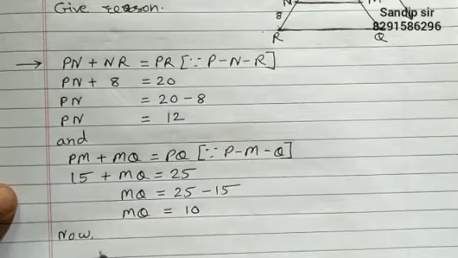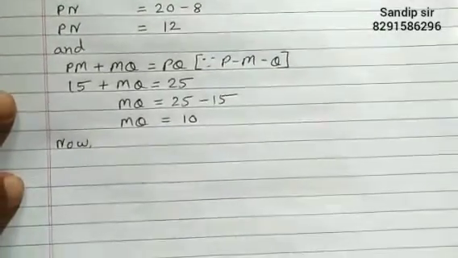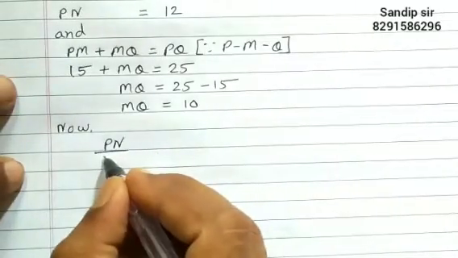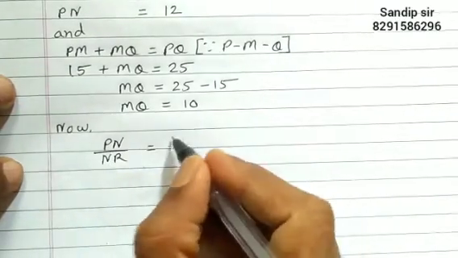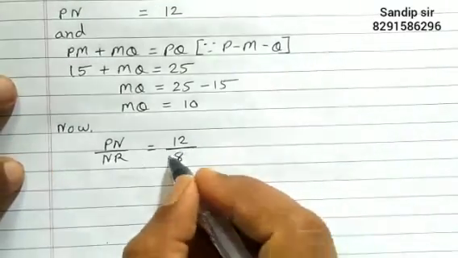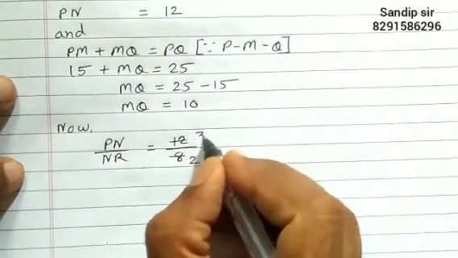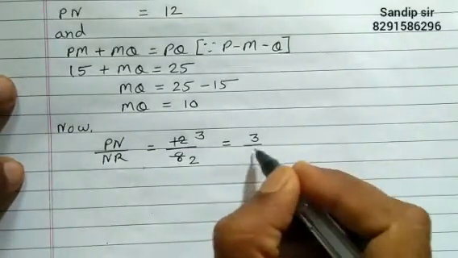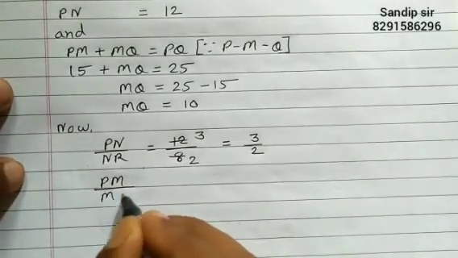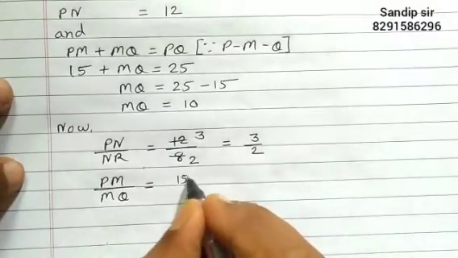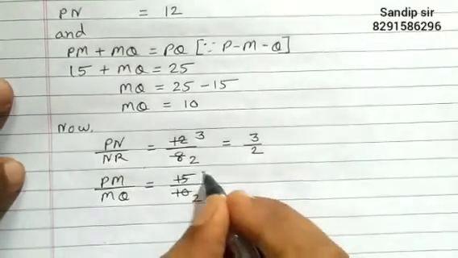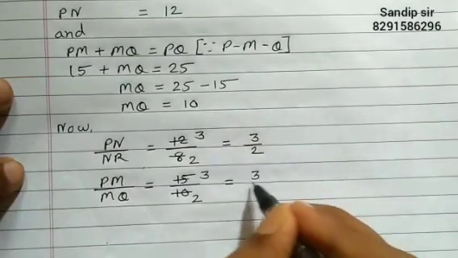Now find the ratio. First ratio is what? PN upon NR, and the value of PN is 12, which one we already find. NR is 8, which one is given. 4 2s are 8, 4 3s are 12. We get 3 upon 2 here. Another ratio is PM upon MQ. So value of the PM is 15 and value of the MQ is 10. 5 2s are 10, 5 3s are 15. We get 3 upon 2.